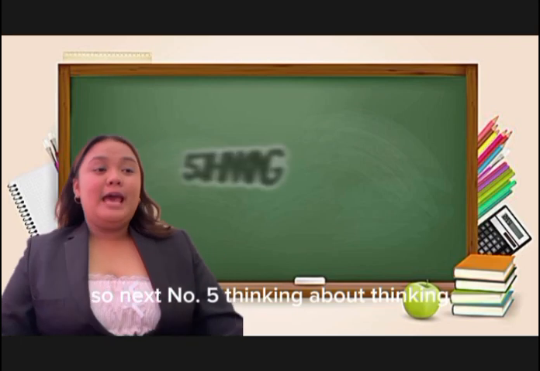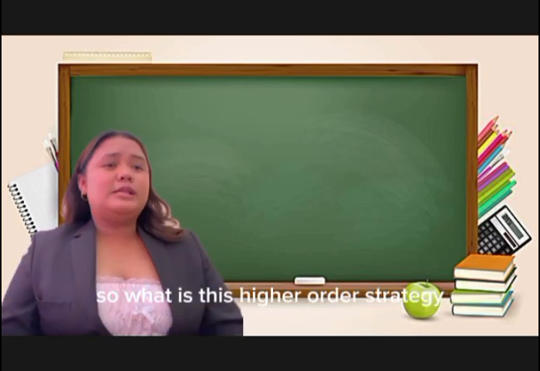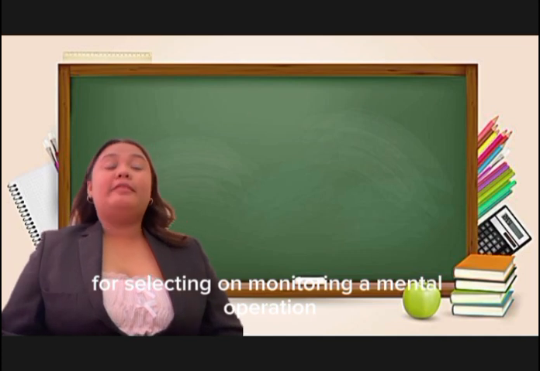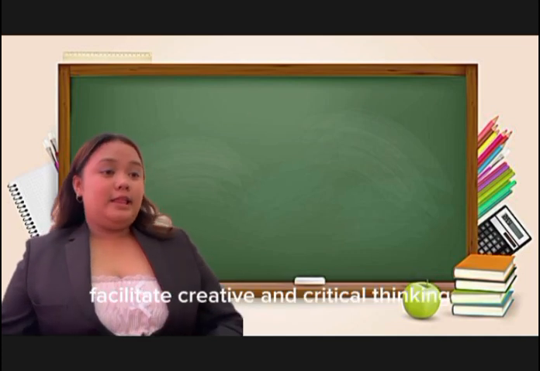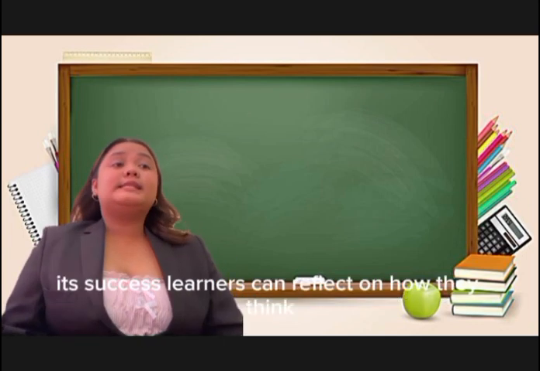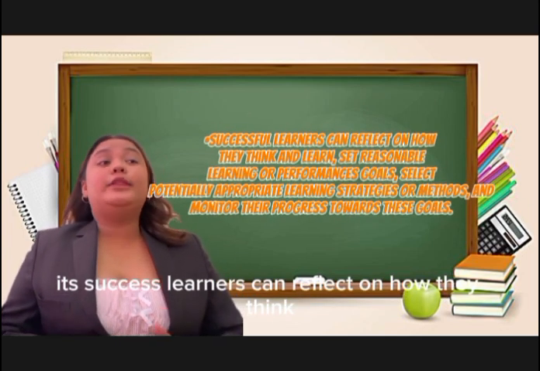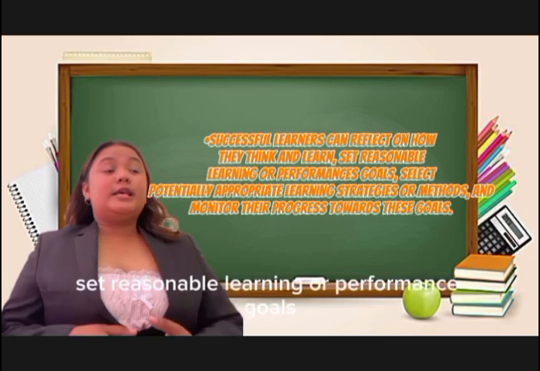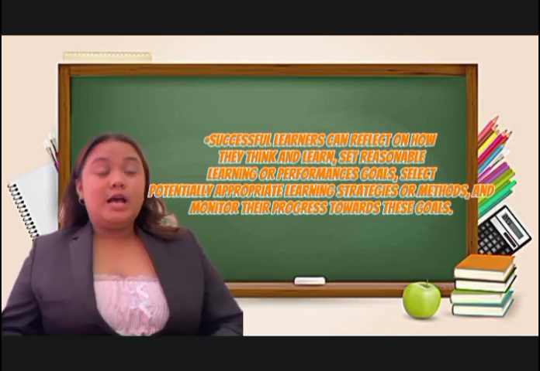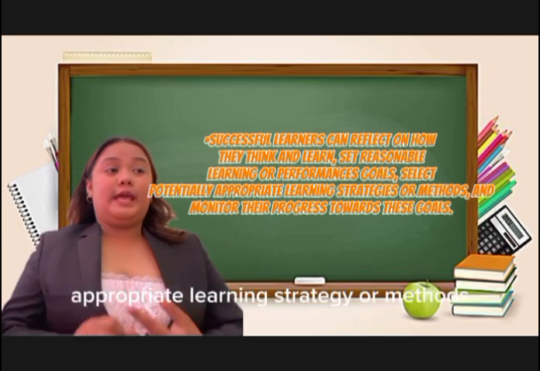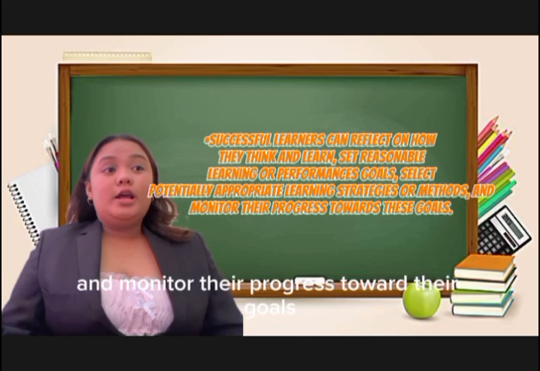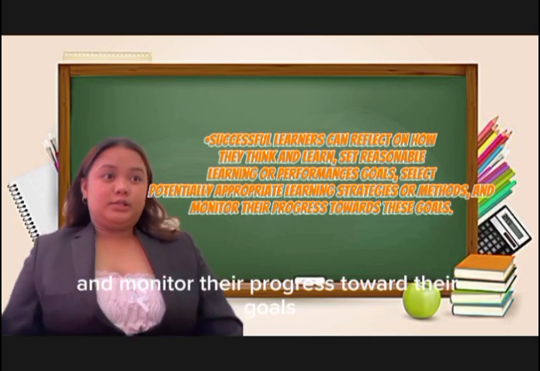So next, number 5, thinking about thinking. So what is this? Higher order strategies for selecting and monitoring mental operations facilitate creative and critical thinking. Successful learners can reflect on how they think and learn, set reasonable learning or performance goals, select potentially appropriate learning strategies or methods, and monitor their progress toward their goals.